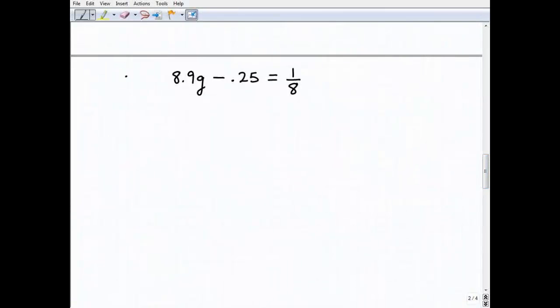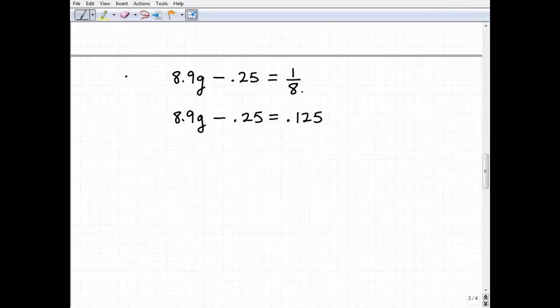So our last problem, 8.9g minus 0.25 equals 1/8. So a couple ways you can go. You have decimals and you have a fraction. If you want to take that 1/8 and convert it into a decimal to make it easier for you, you can do that. So 1/8 as a decimal is 0.125. So let's rewrite the equation as 8.9g minus 0.25 equals 0.125. Okay, so how do you convert a fraction to a decimal? You simply divide the numerator by the denominator, and you have the decimal version of that fraction.